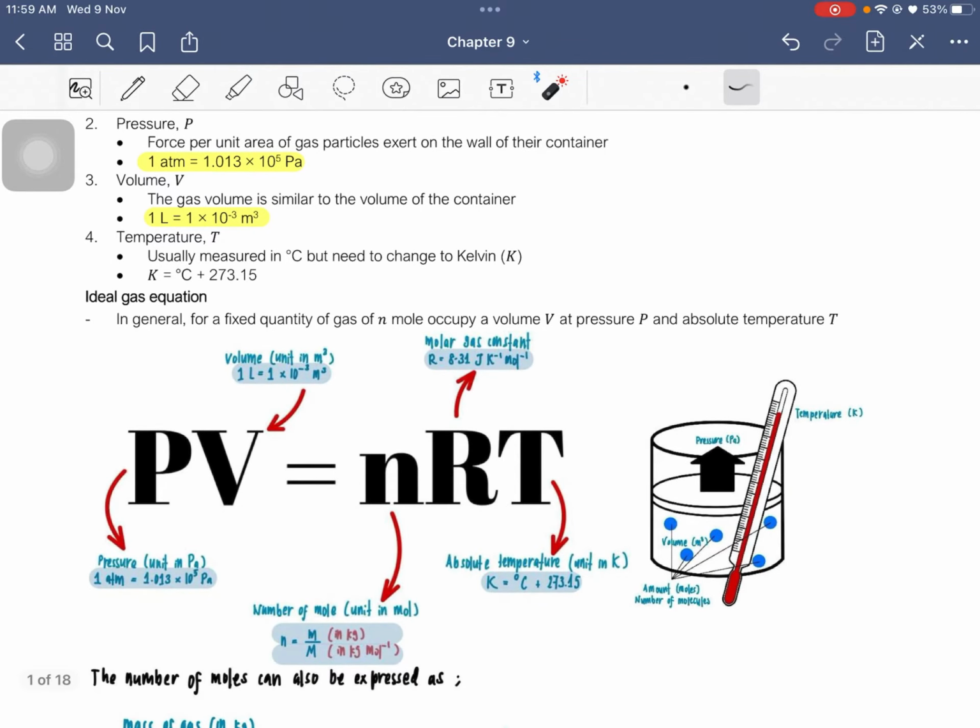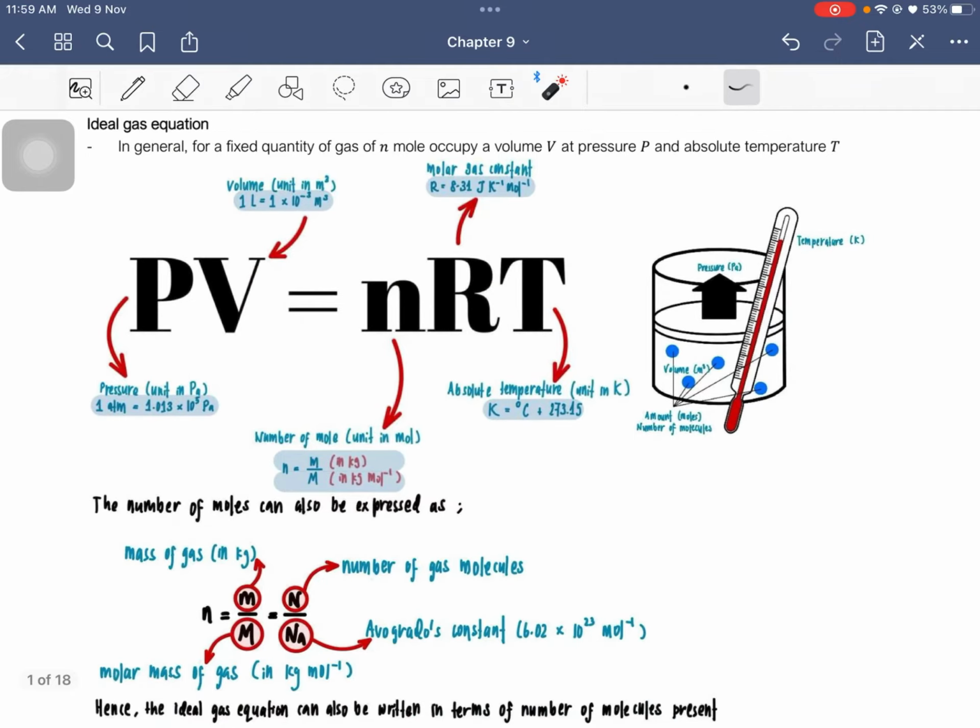Now we have an equation for ideal gas. So in general, for a fixed quantity of gas with n moles, it will occupy a volume of V at pressure P and absolute temperature T. Okay, so now we have one equation that relates this to the ideal gas, which is PV equal to nRT. Okay, so P is pressure, V is volume, n is the number of moles, R is the molar gas constant, T is our absolute temperature. Remember, it needs to be in Kelvin. Okay, so this is just the equation.